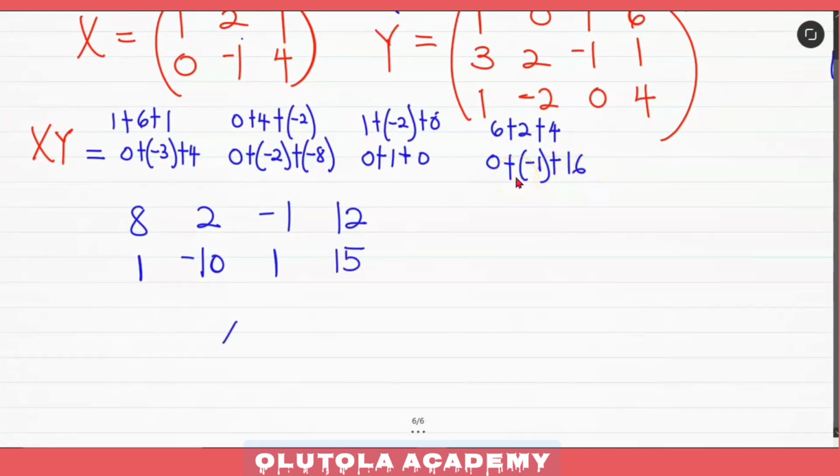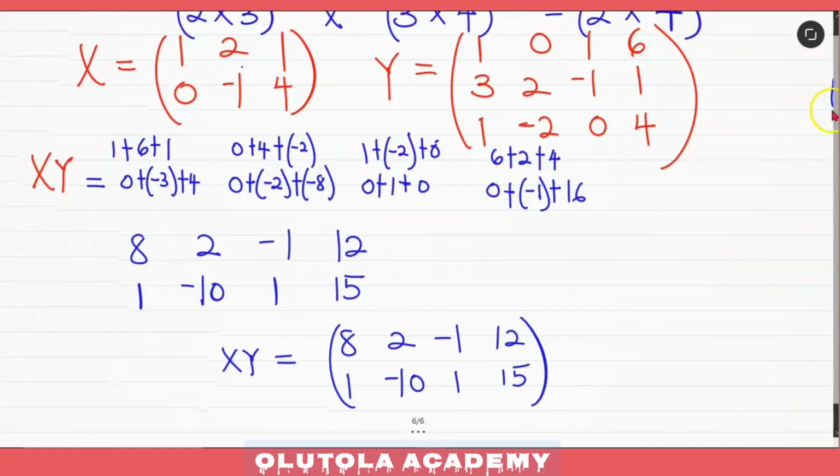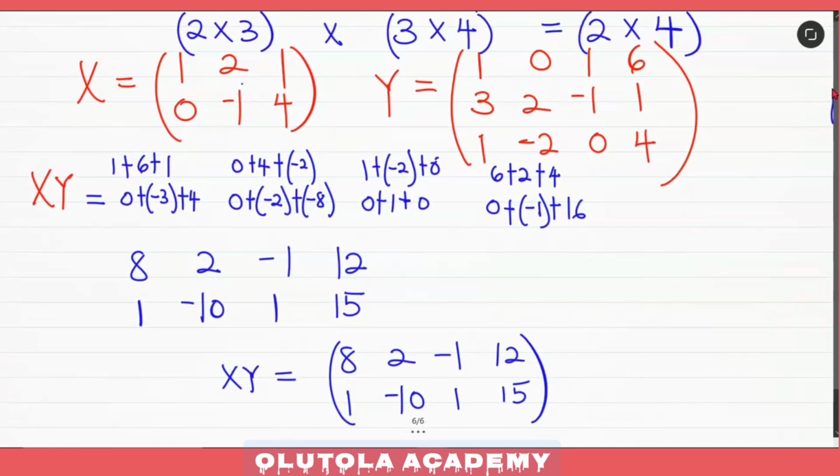So it means xy is equal to 8, 2, negative 1, 12 in the first row, and 1, negative 10, 1, and 15 in the second row. A 2 by 4 matrix as expected.